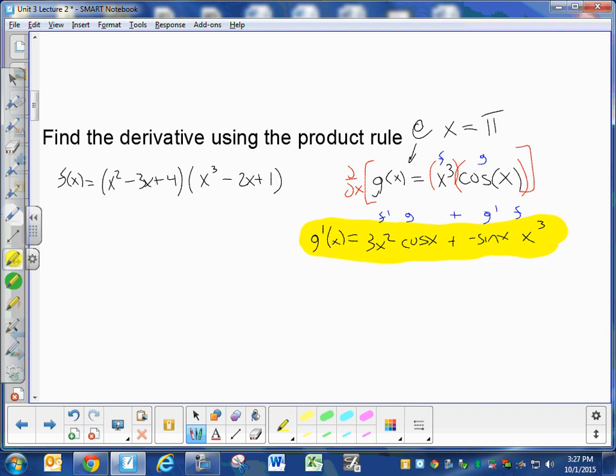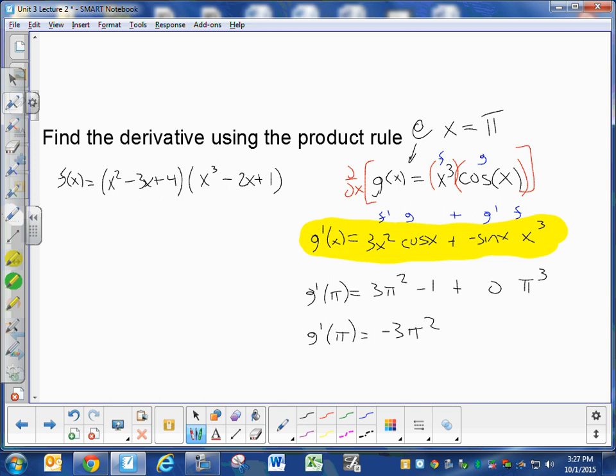This is totally fine. You will be able to plug in values into this derivative and get slope values of your original g. So if I wanted to find the tangent slope to g at pi, I'd plug in pi, which I can do. 3 pi squared, the cosine of pi is -1. Sine of pi is 0. So I'd get that the tangent slope to this function at pi is -3 pi squared. Okay? Totally cool.